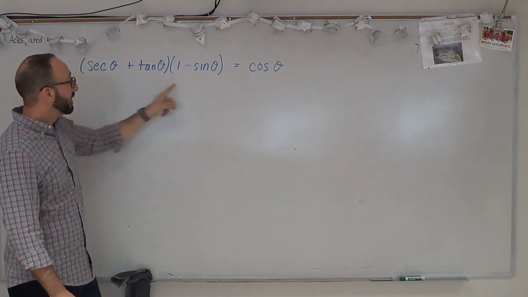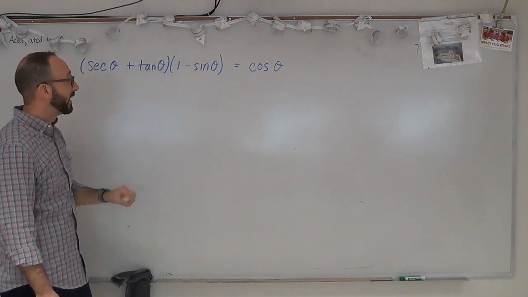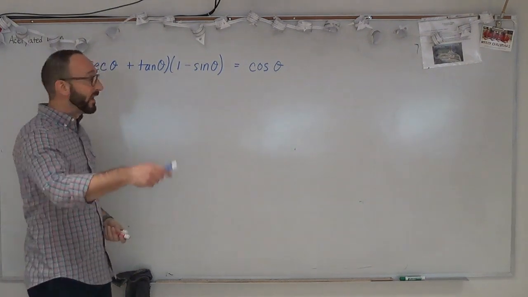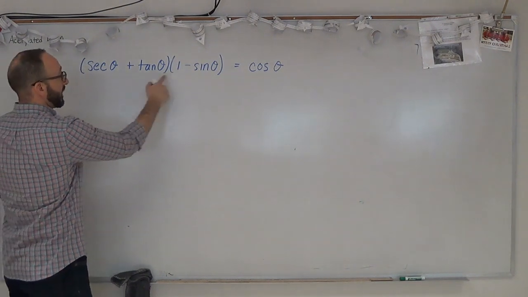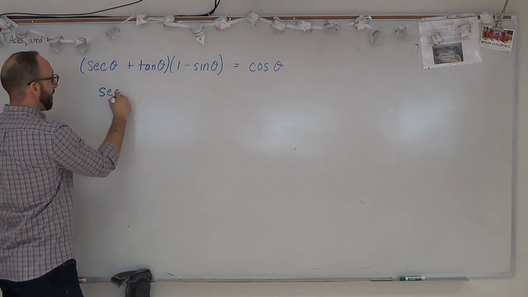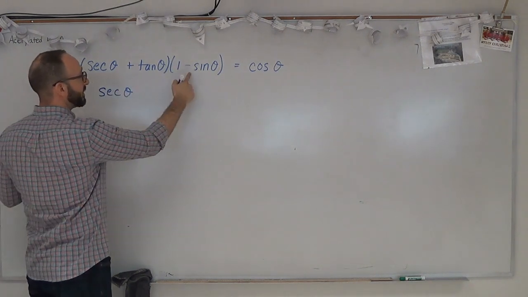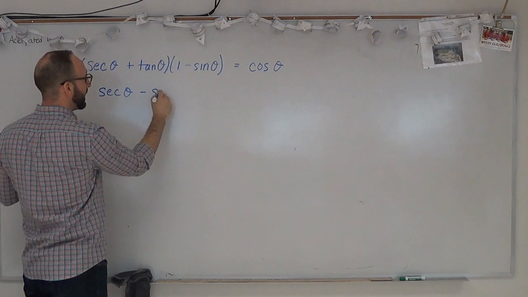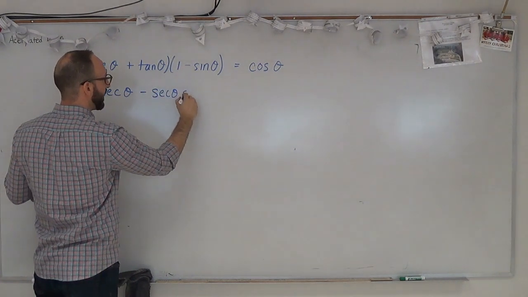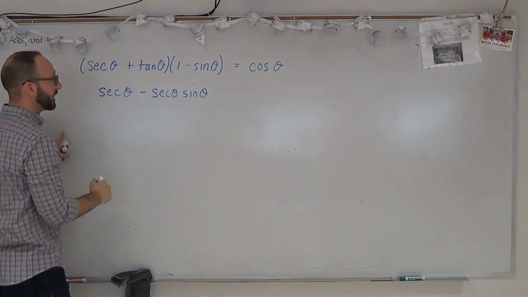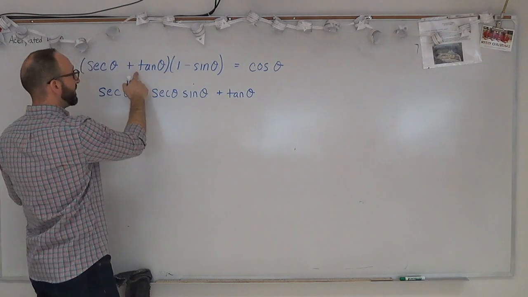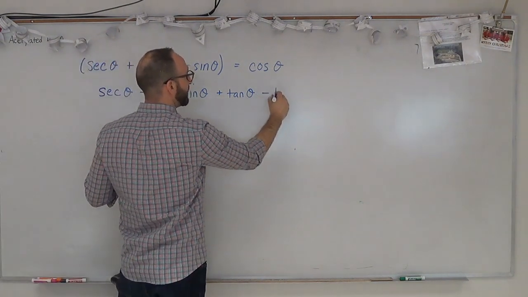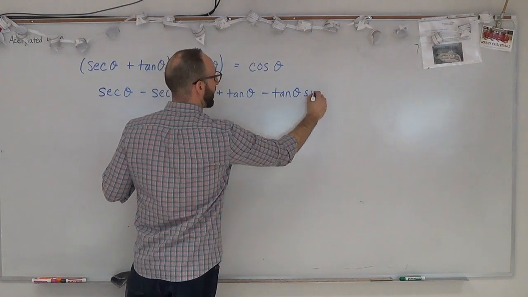So the first thing I like to do when I see a scenario like this where we have two quantities being multiplied together is actually multiply those out. So let's go ahead and use the distributive property to multiply this out. Secant theta times 1 is secant theta. Secant theta times negative sine theta is negative secant theta times sine theta. Tan theta times 1 is positive tan theta. And then tan theta times negative sine theta is negative tan theta sine theta.